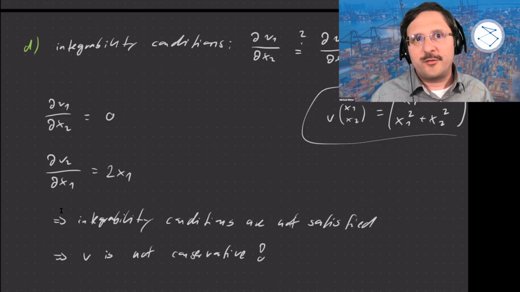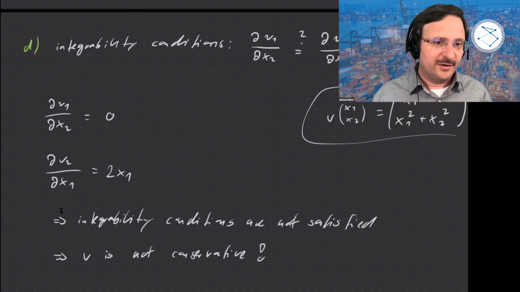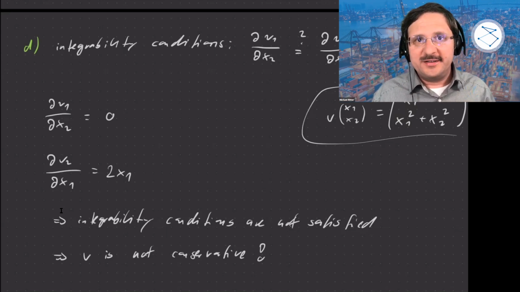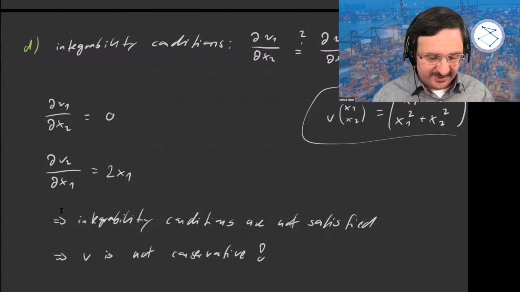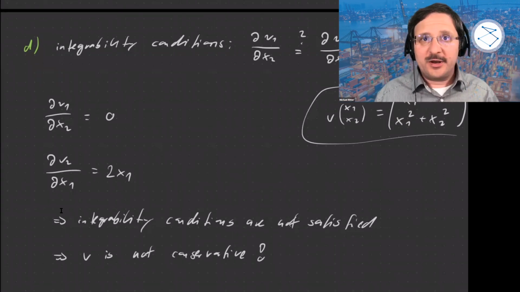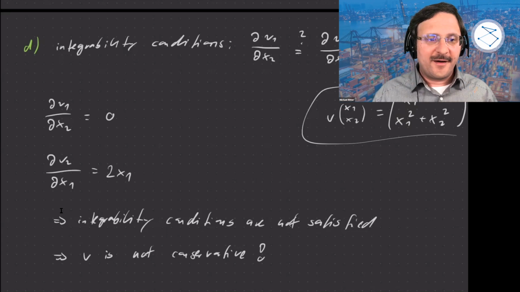Or of course, another approach would be to simply try and find a potential and see if that works or not. Okay, but usually integrability conditions are easier to see because you just need to differentiate. You don't need to integrate anything. So the fact that we got the same integral value before is mere coincidence. Good. Any questions?